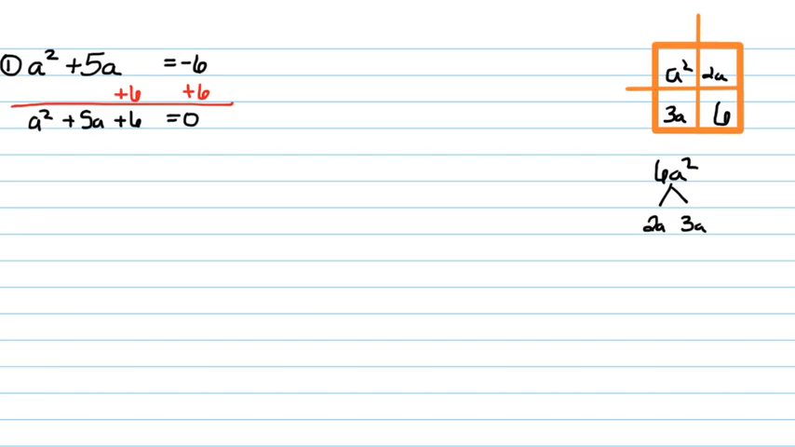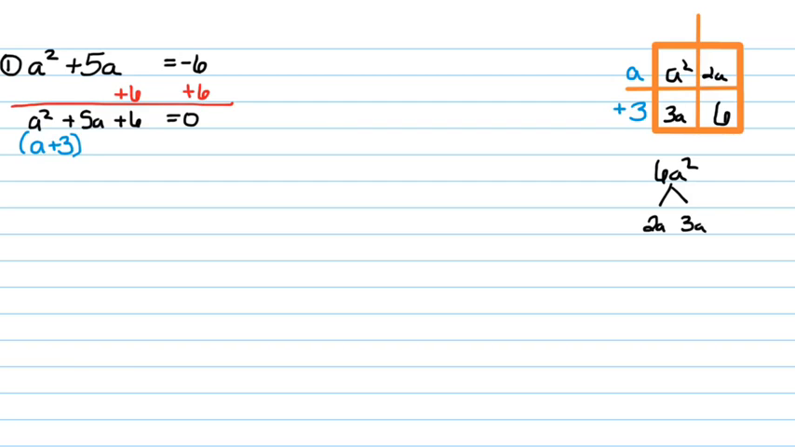And then I'm going to look and see what can I factor out of my rows. Out of my first row, I can factor out an a. Out of my second row, I can factor out a 3. And it was positive, so I factored out a positive 3a. So that means one of my factors over here is a plus 3.